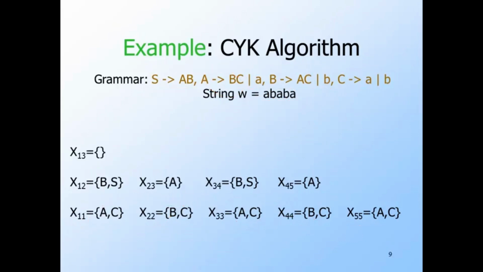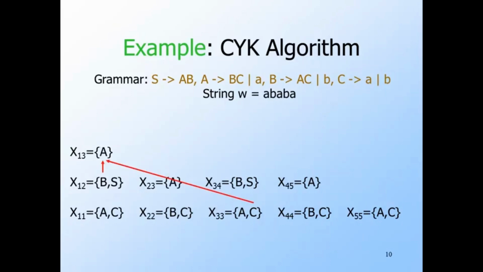Now let's start computing x13. A string of length 3 can be broken in 2 different ways, either a string of length 1 followed by a string of length 2, or vice versa. In the first case, k equals 1, and we must combine x11 with x23. x11 has A and C, while x23 has only A. The only bodies we can form from these are AA and CA. But no variable has a production with either of these as the body. Thus k equals 1 gives us nothing.